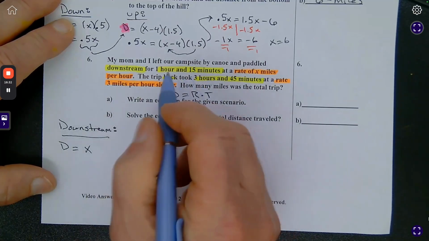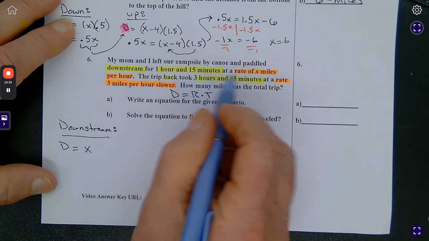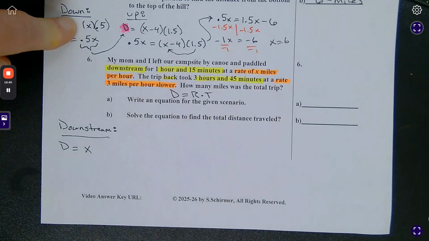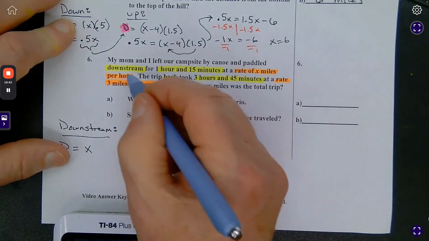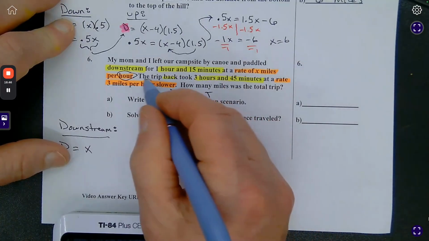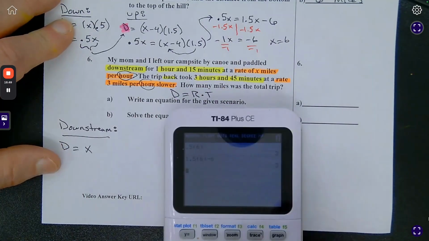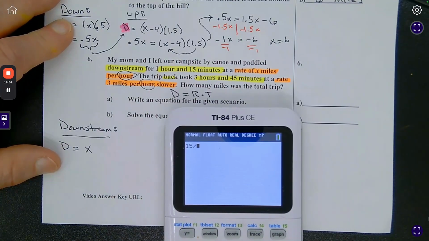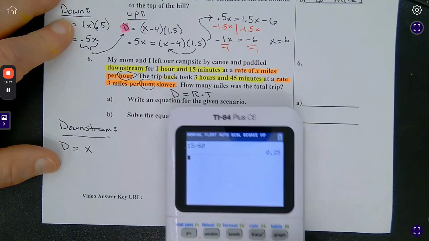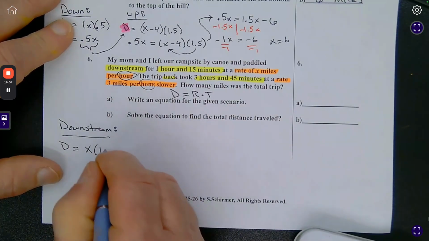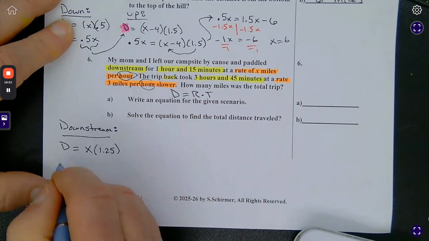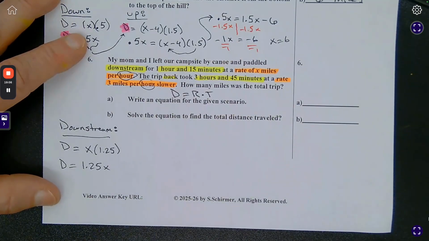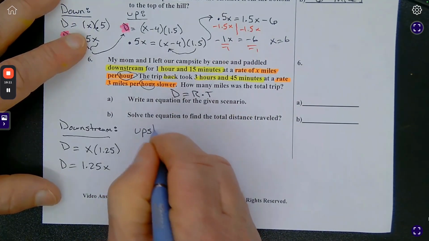It says right here that we paddle downstream for an hour and 15 minutes at a rate of X miles per hour, and the time. This is where we have to convert that time to hours again, because notice my rate is in miles per hour, so I have to convert everything to hours. I have 1 hour, but how many hours is 15 minutes? 0.25. So that's 1.25 in hours. I'm going to rewrite that with my value in the front. Boom, like that.